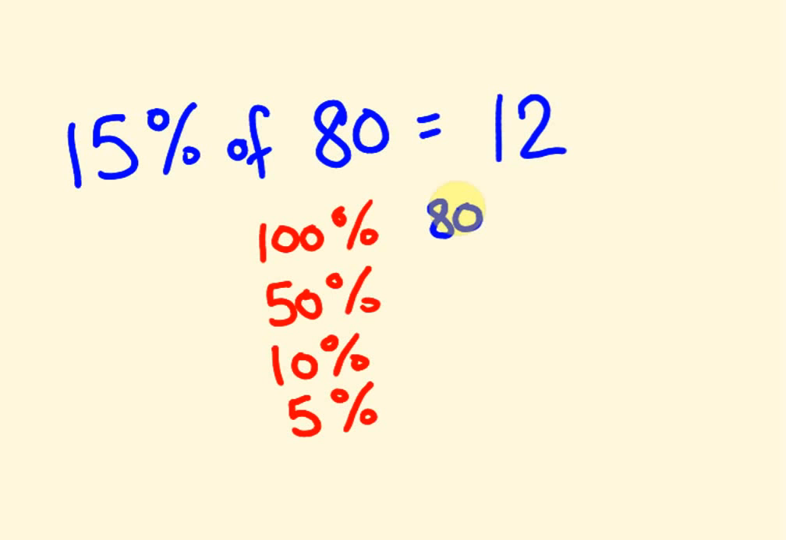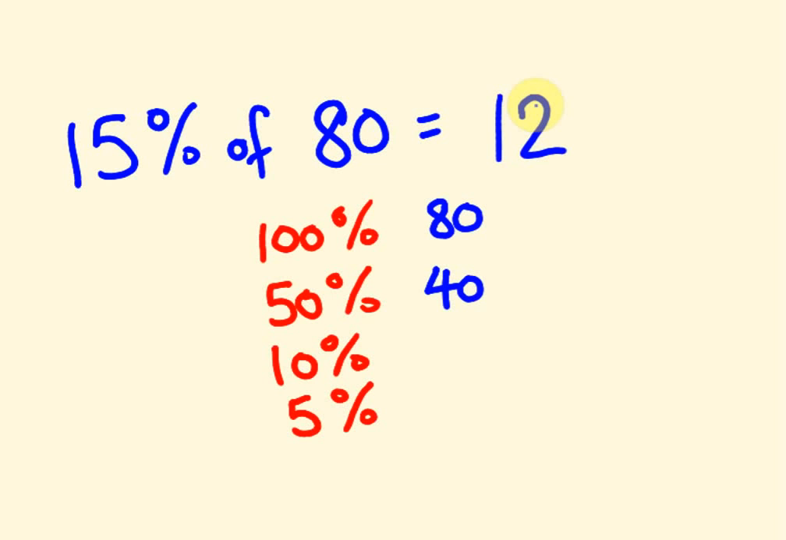50% of a number is half of the number. It's half of 100, because these are percent numbers, these are out of 100. This is 100 out of 100, so it's a full amount. This is 50 out of 100. It's half the number. So 50% of 80 is 40. 50% of 12 is 6. 50% of 32 is 16.